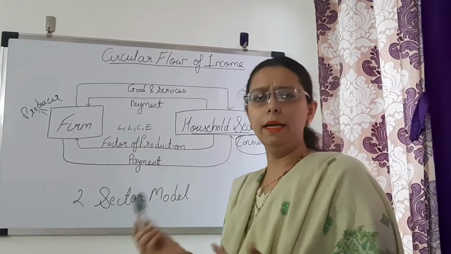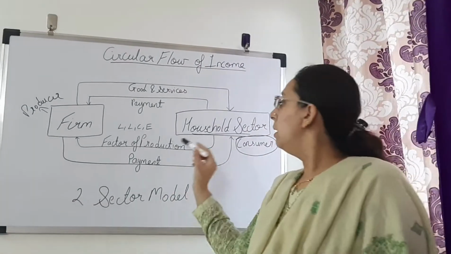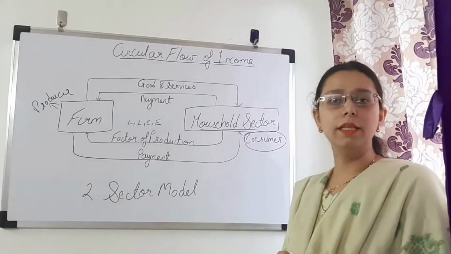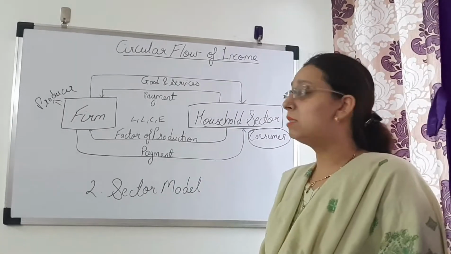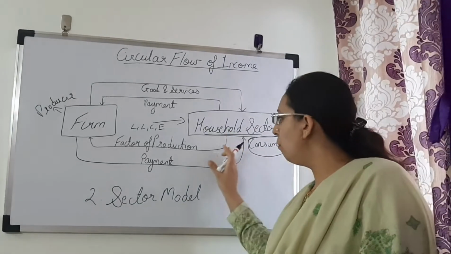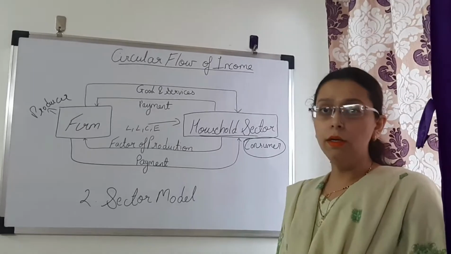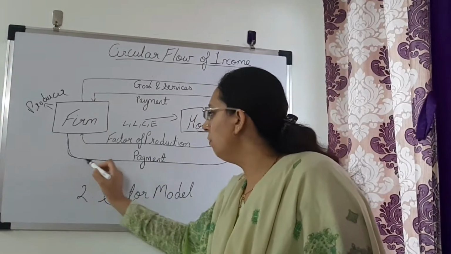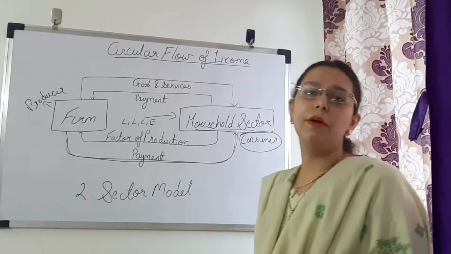A firm may take a land on rent from a household. They may take laborers to do production in the farm. And even they take capital, that is money, for their farm. So this four factor of production is taken by firm by household. Now what firm do? Firm in return give them the payment for these four factor of production.